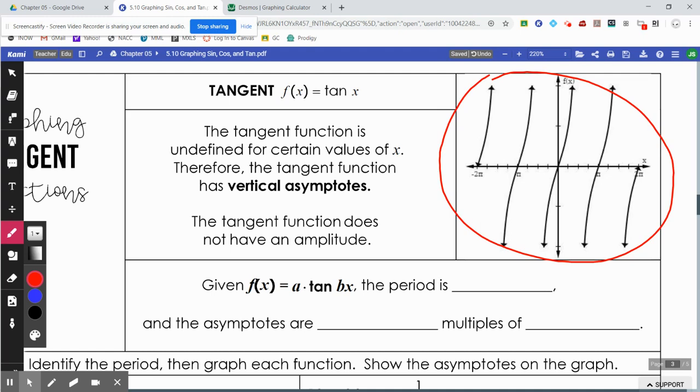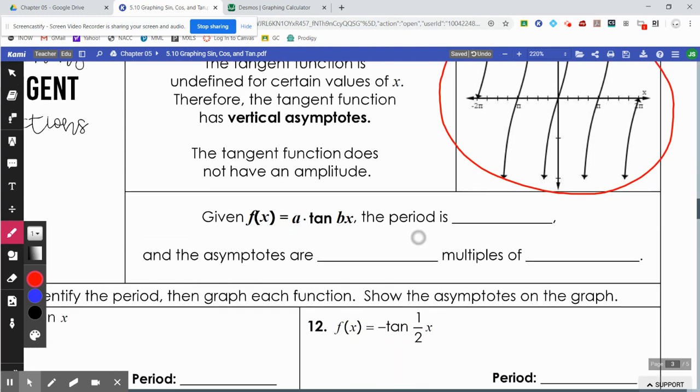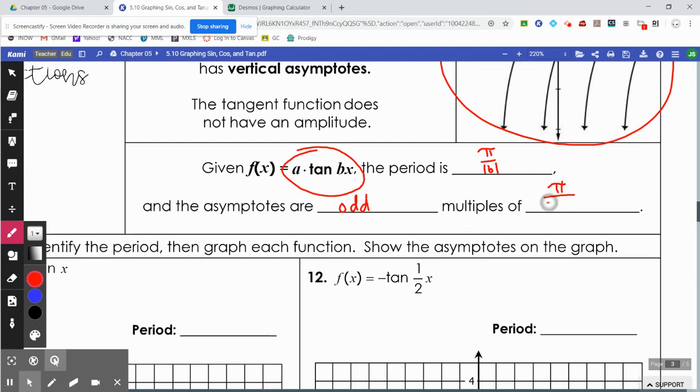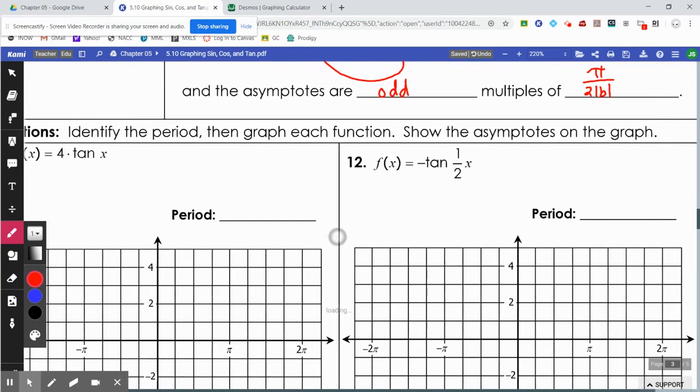The tangent function does not have an amplitude. It's not a wave like the sine and cosine are, so therefore no amplitude. A normal tangent function has a period of pi instead of 2 pi, so the period of any transformation of a tangent function would be, again, pi over the absolute value of b. And the asymptote lines are odd multiples of pi over 2 times the absolute value of b, which you don't have to memorize, but that's where they are going to occur.